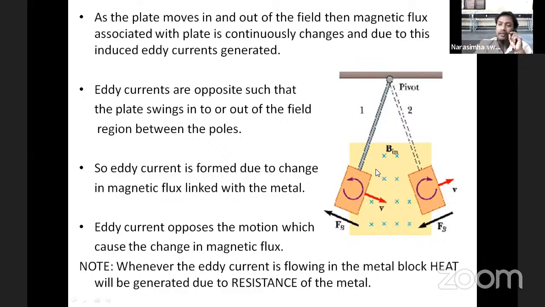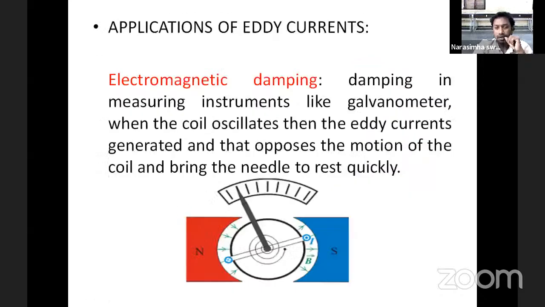To minimize the heat, there are many methods, first of all, to decrease the surface area of the material. If you minimize the surface area of the metal, then the amount of induced EMF also decreases, so heat dissipation is also minimum. Okay, now we are going to see the applications of eddy currents in our daily life.